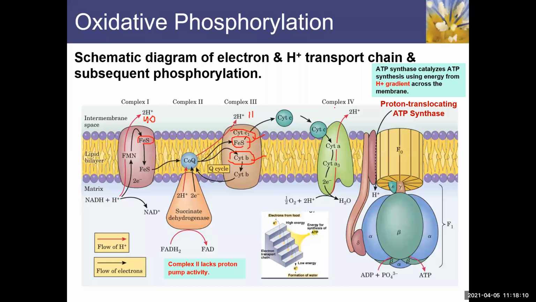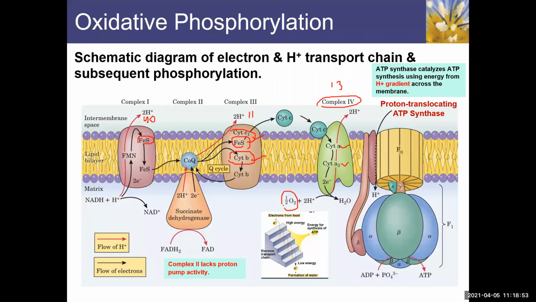Now moving on to complex 4. What about complex 4? Complex 4 has 13 subunits. It's bigger than complex 3, right? This is called the cytochrome oxidase complex. Here we have a cytochrome A and a cytochrome A3. This complex is very important because it transfers the electrons at the end to oxygen. The final acceptor of the electron is oxygen.